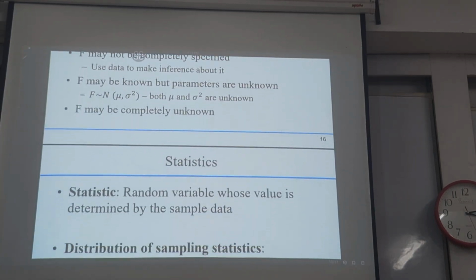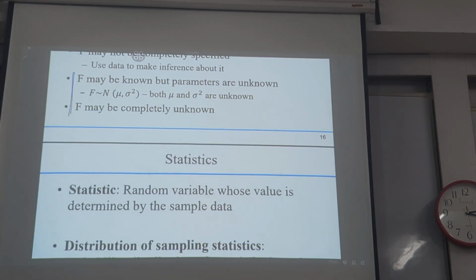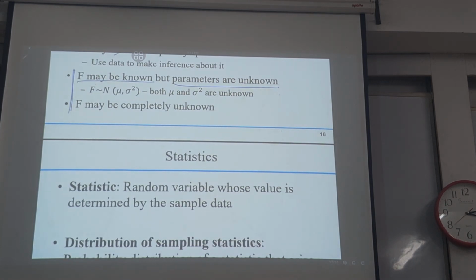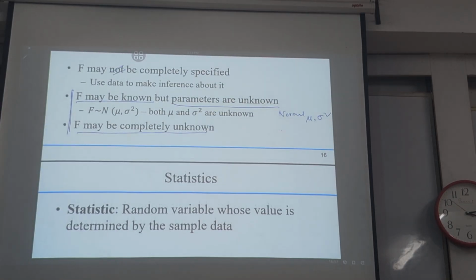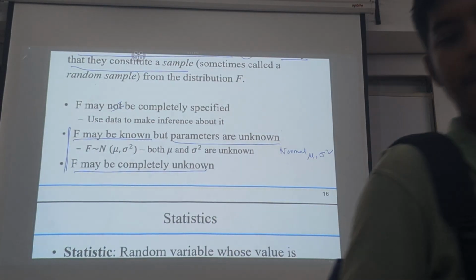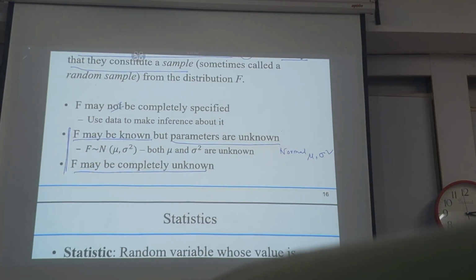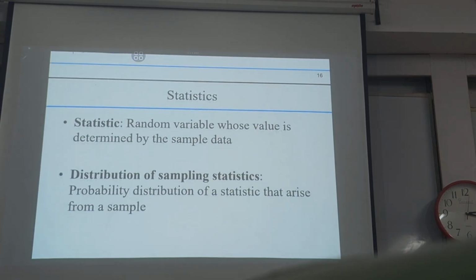Now, we have two cases for F. F may be known, but parameters are not known. That means we know it is normal, but we do not know the values of mu and sigma squared. This could be one case. F may be completely unknown: we do not know the distribution as well as the parameters. Or both may be known, specified. In that case, we do not need to infer it from the data.